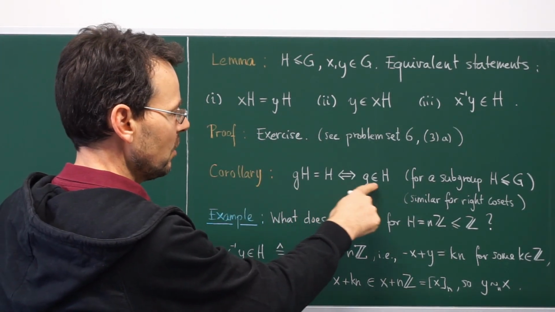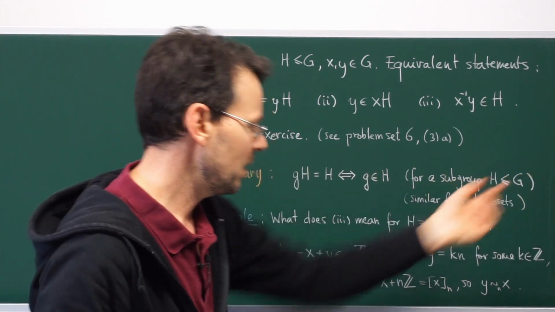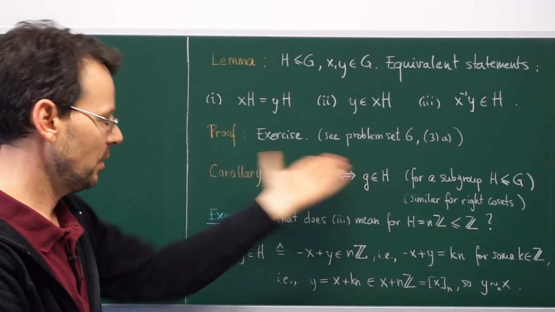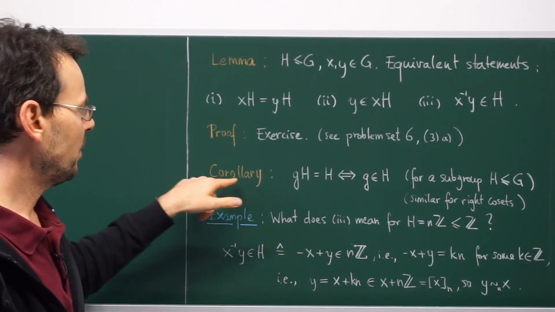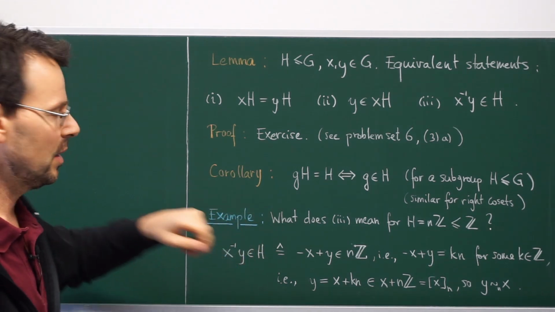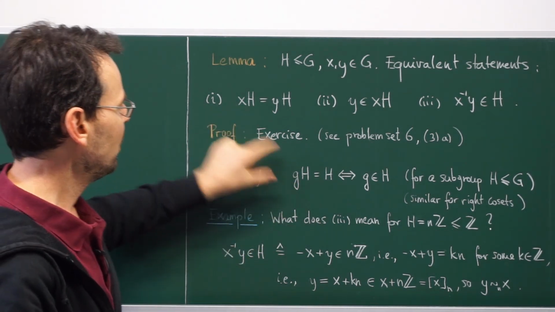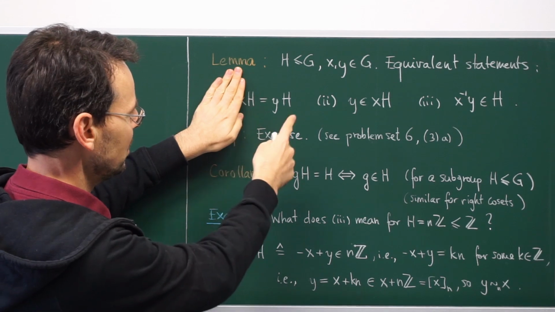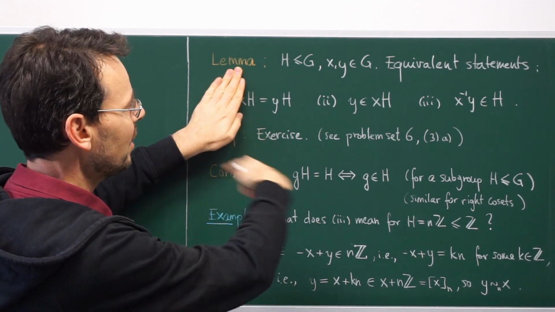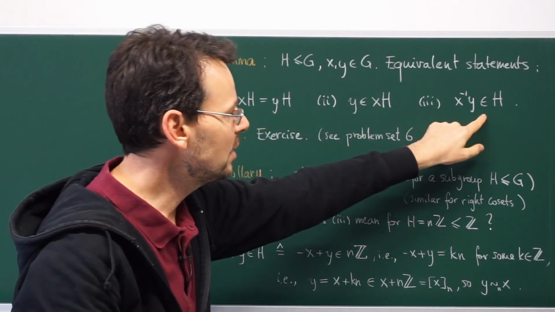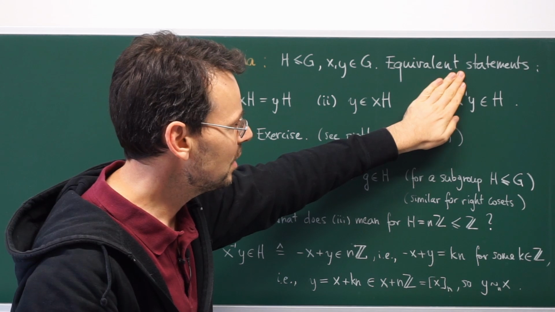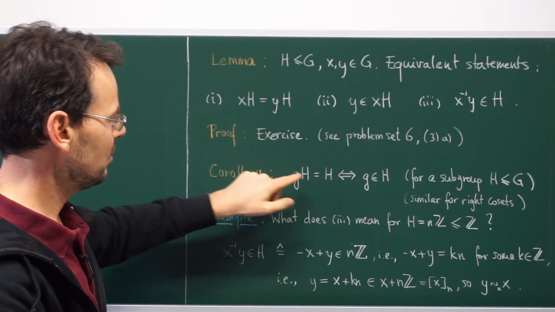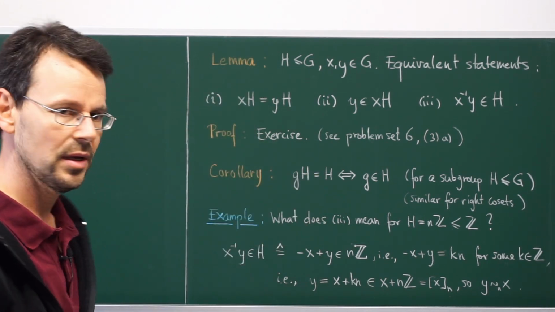GH equals H if and only if G is an element of H. Of course, for H a subgroup. And similarly for right cosets. So if HG is H, then if and only if G is an element of H. Why is this a corollary? Because simply set X equals the identity and Y equals G, then here we have H is equal to GH, exactly that. And by this lemma, this is equivalent to this statement here, but if X is the identity, we simply have G. So G is an element of H if and only if the left cosets here are the same, so GH equals H. That's why it's called a corollary.